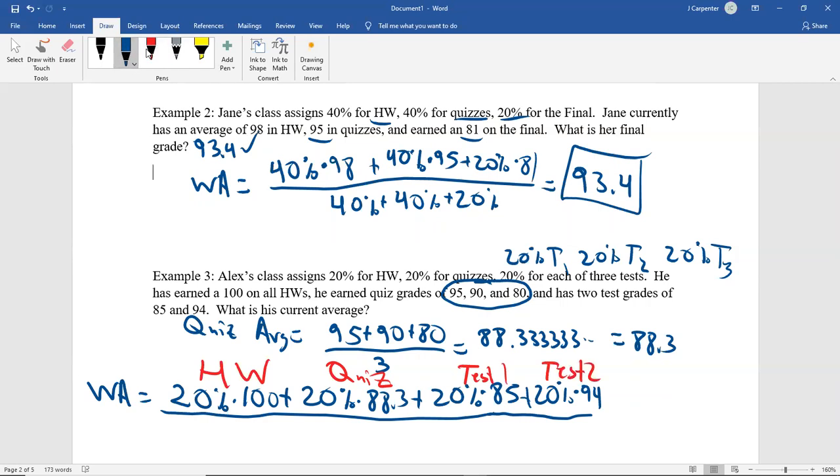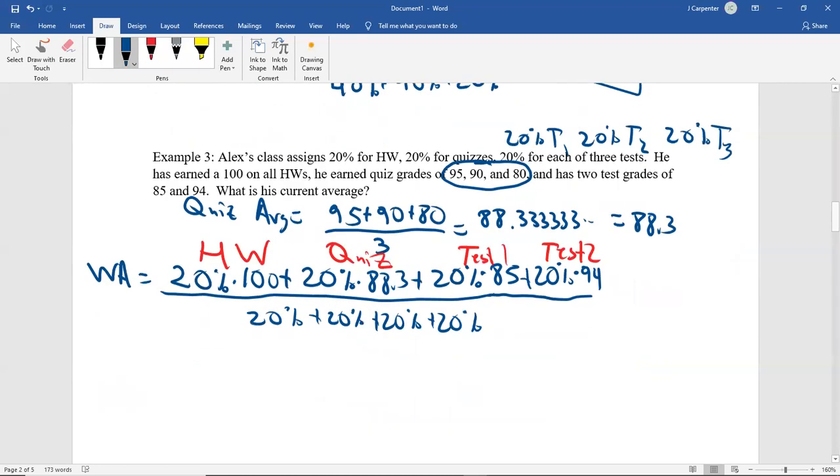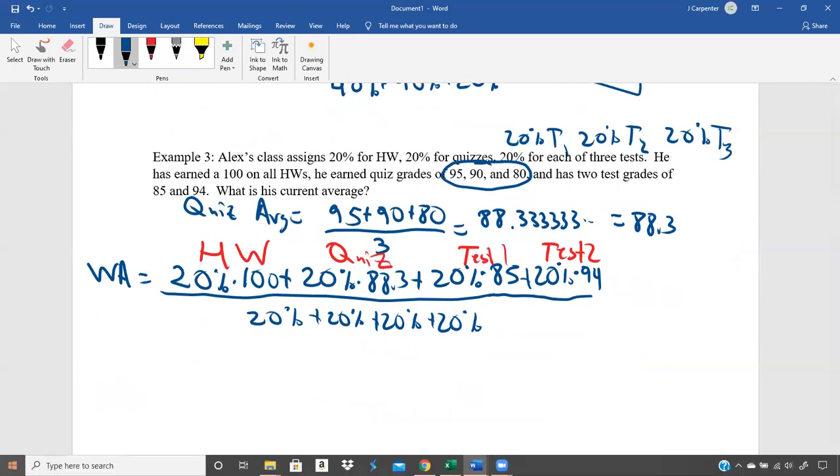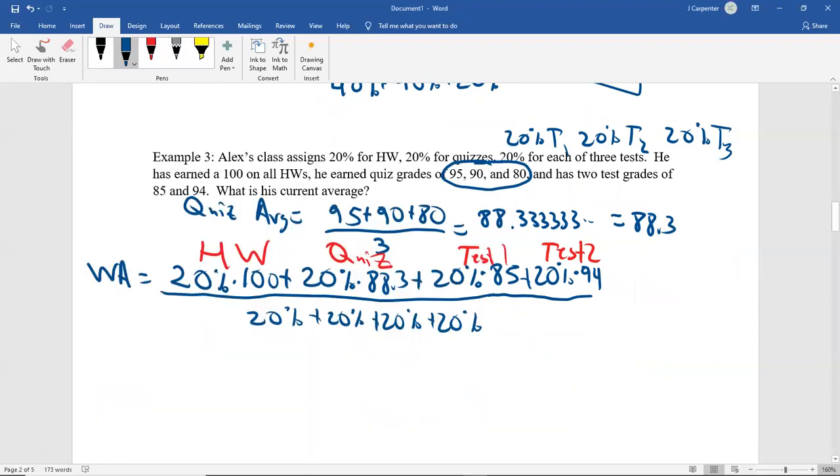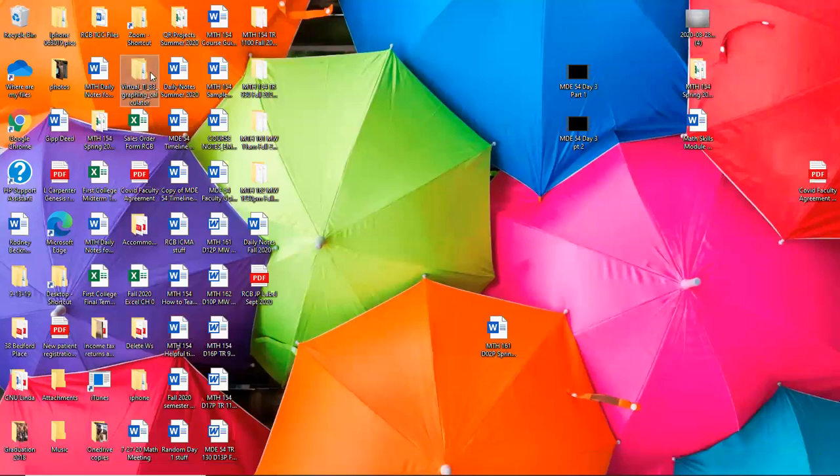And then divide by the weights we used, which are the 4 of the 5 20s. So 20% plus 20% plus 20% plus 20%. I will show the actual arithmetic this time. After I get a... I want my good calculator, like my TI-83.